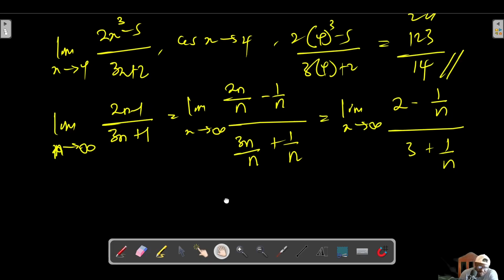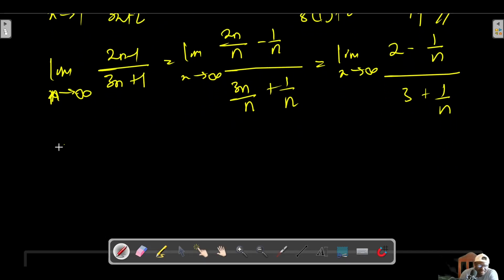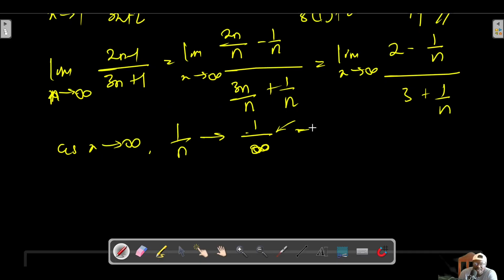So applying the limit rules. Now, as x approaches infinity, you realize 1 over n will approach what? It will approach 0, because if you have 1 over a large value, that value approaches 0. So our limit becomes 2 minus 0 divided by 3 plus 0. And we get 2 over 3.